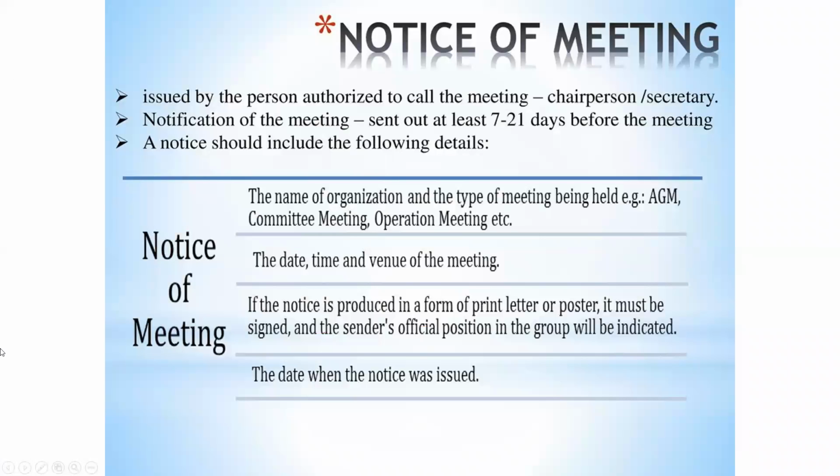Let's begin to understand notice of meeting. Notice of meeting is issued by a person authorized to call the meeting. That is a chairperson or secretary or the managing director. Notification of the meeting should be sent at least 7 to 21 days before the meeting.